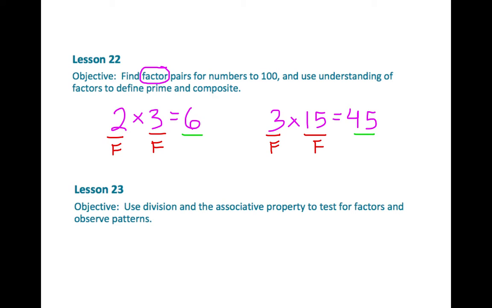Okay, so we know what factors are. You're going to be learning about the words prime and composite, and those have to do with the number of factors for any given amount. And then in lesson 23, we will use division. We won't so much be using the associative property, but we will be using division to test for factors and observe patterns in the factors of numbers. Let's get started.